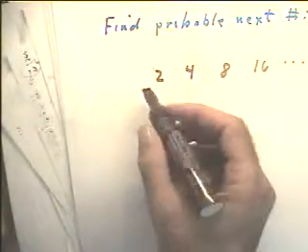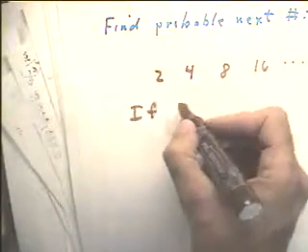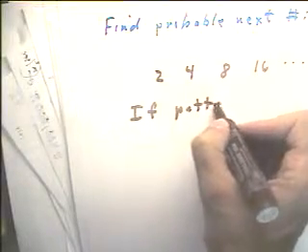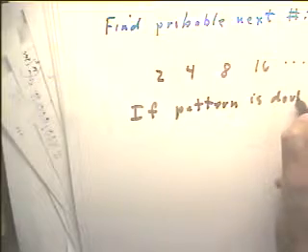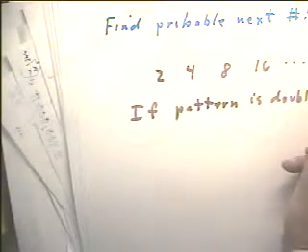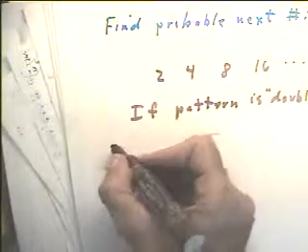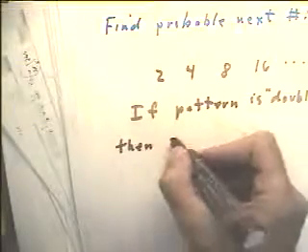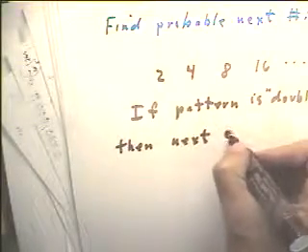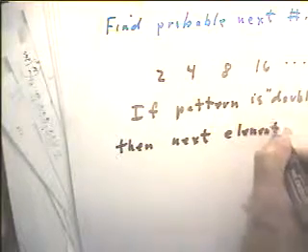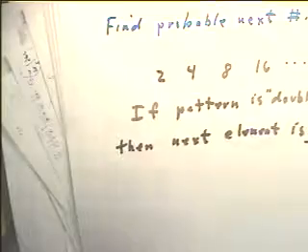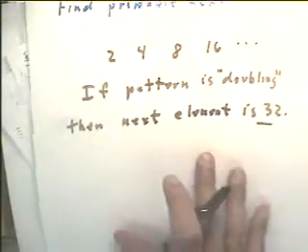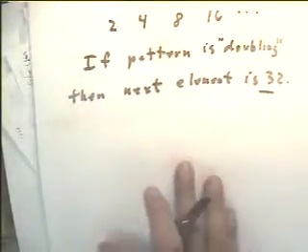Okay, but if the pattern is the doubling pattern, then the next element is 32. Now there are other possible patterns, as we say, but if that's the pattern, then the next element is 32. Let's look at another sequence.